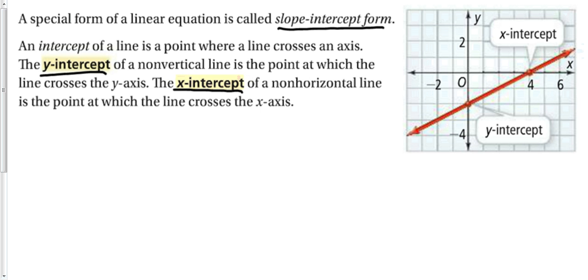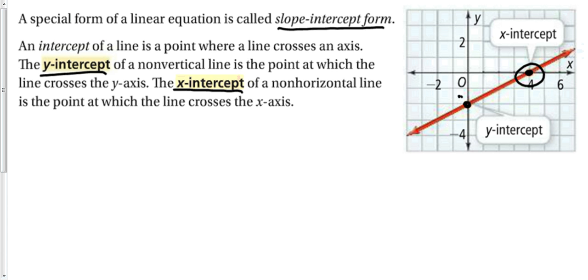Looking at the picture, this point right here would be the y-intercept. This point right here would be the x-intercept, because this is the point where it crosses the y-axis, and here we have the point where it crosses the x-axis.